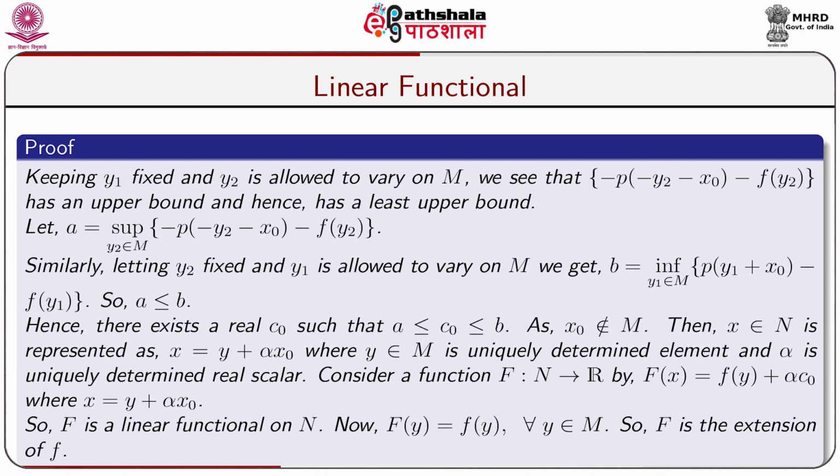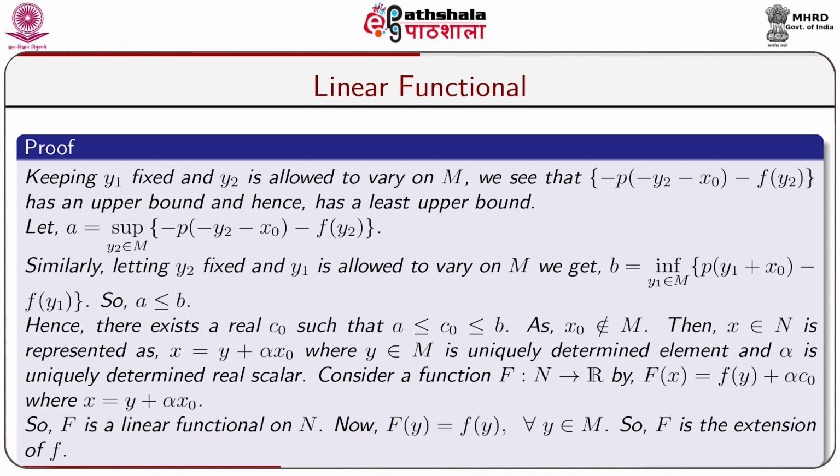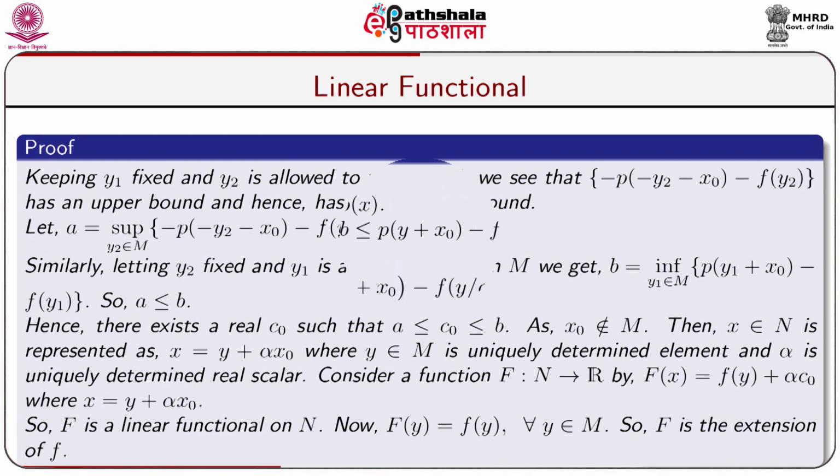As x0 does not belong to capital M, then x belonging to capital N is represented as x equal to y plus alpha x naught, where y belongs to capital M is a uniquely determined element and alpha is a uniquely determined real scalar. Consider a function F, which is a mapping from capital N to R, by F(x) equal to f of y plus alpha C naught, where x is equal to y plus alpha x naught. So, capital F is a linear functional on N. Now, F of y is equal to f of y for all y belonging to capital M. So, F is an extension of small f.